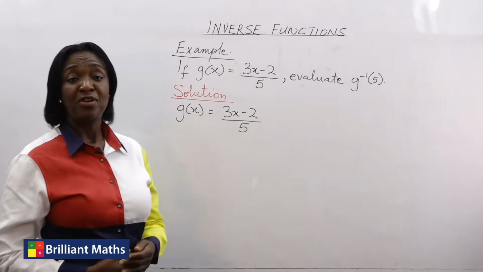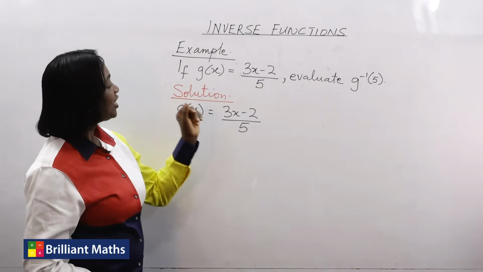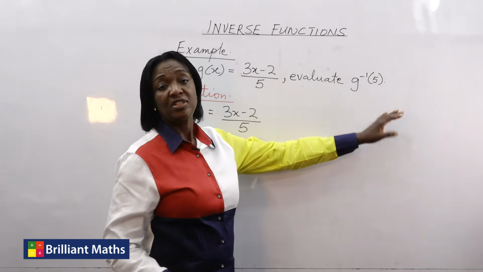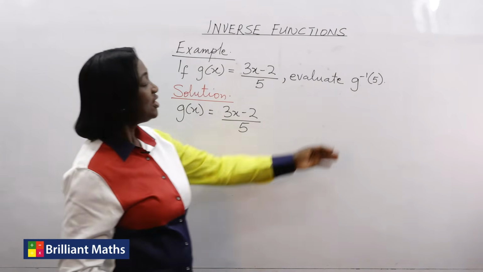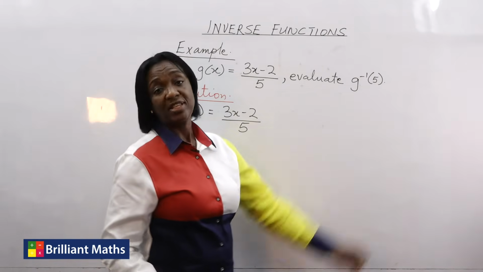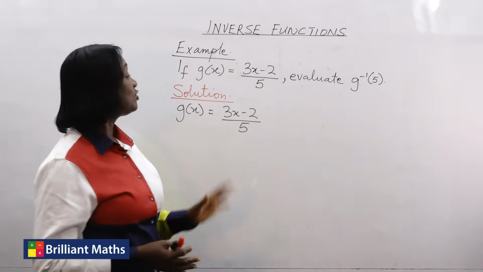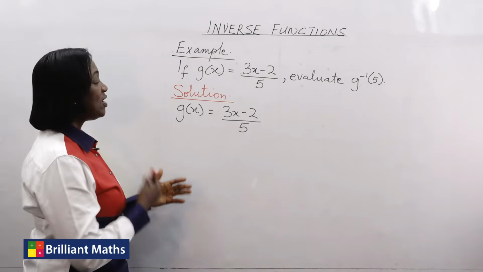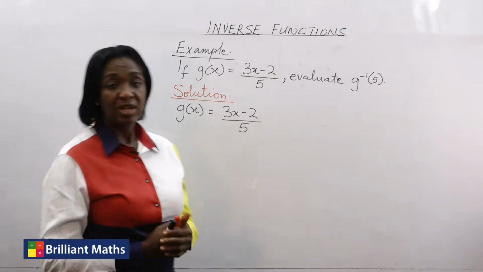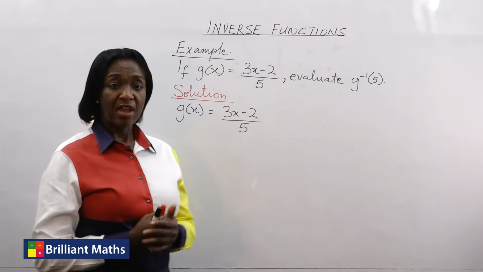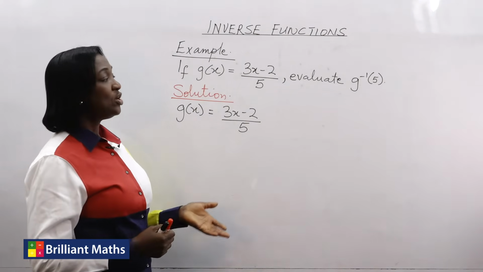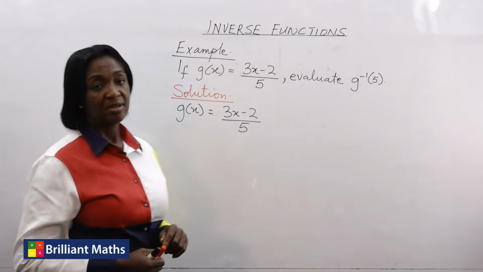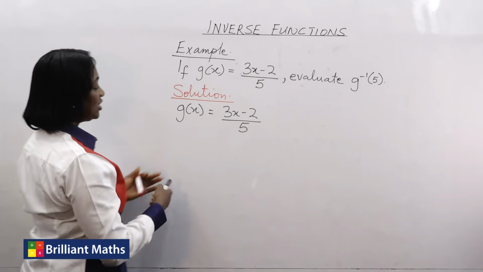Still looking at inverse functions. If g of x is equal to 3x minus 2 over 5, evaluate g inverse of 5. So find the numerical value of the inverse when x is equal to 5. So the first task is to find the inverse of the function. Now remember the steps. First, make x the subject of the function, and then swap your x, change your x to the inverse, and change the function to x. So first step, make x the subject.